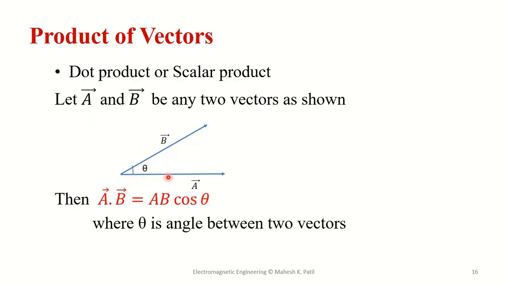Consider vector A and vector B as the given two vectors as shown in this figure, and let theta be the angle between these two vectors. Then we can write the dot product of these two vectors as A bar dot B bar equals magnitude of A into magnitude of B into cos of the angle between them, that is cos theta. So A B cos theta is A bar dot B bar.